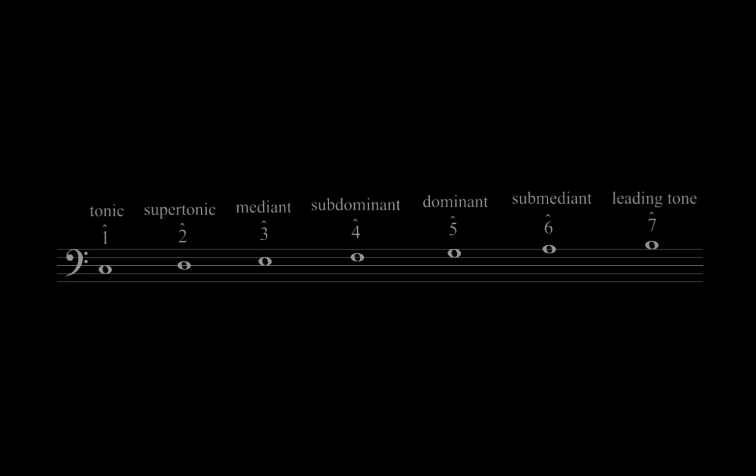Scale degrees, while often referred to by numbers, also have names. The first note being the tonic, the second being the supertonic, the third being the mediant, the fourth being the subdominant, the fifth being the dominant, the sixth being the submediant, and the 7th being the leading tone.